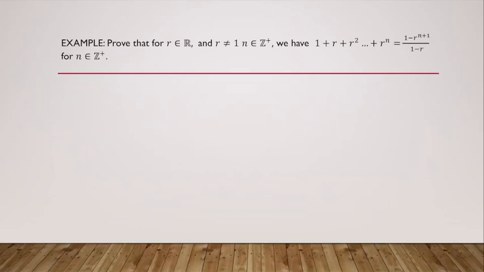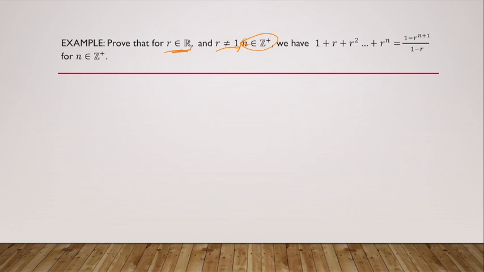So for this next example, we're going to prove that if r is a real number and r doesn't equal 1, and n is an element of the positive integers, then 1 plus r plus r squared plus ... plus r to the n equals 1 minus r to the n plus 1 over 1 minus r. Okay, that's a little bit complicated. Let's walk through it. I am going to use induction.